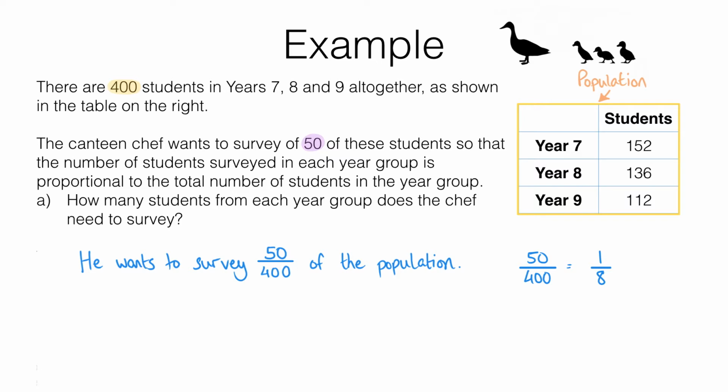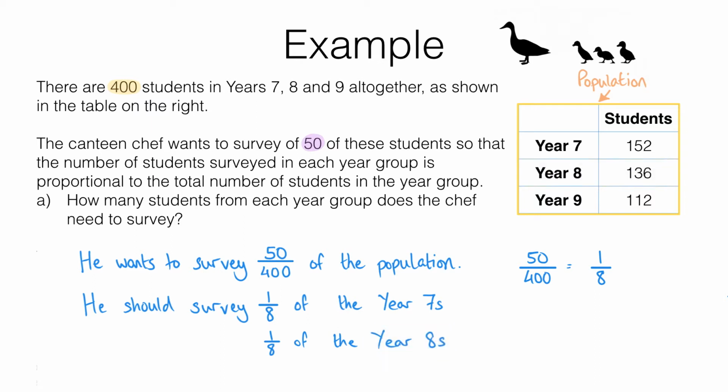And he can do that in a way that the number of students surveyed is proportional to the total number of students in each year group by choosing the same fraction of each group. And because he wants to survey 1/8 of the total population, he should survey 1/8 of each year group. So he should choose 1/8 of the year 7s, 1/8 of the year 8s, and 1/8 of the year 9s.